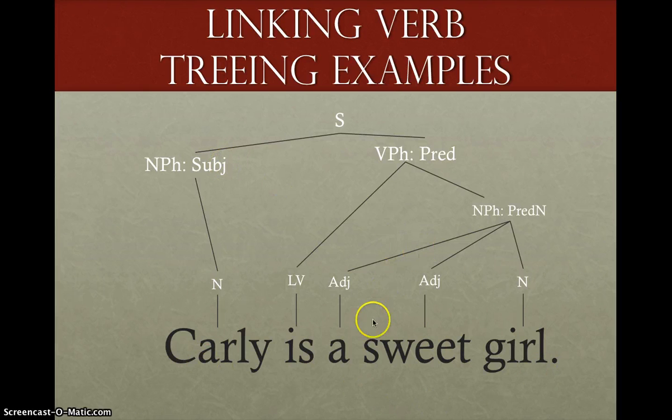Okay? A is one of those articles, so it's a little baby adjective. Sweet is an adjective, and then girl. So Carly equals girl. She equals specifically a sweet girl. Does that make sense? I hope so. Good job. Okay, so this is the first option: noun, linking verb, noun phrase predicate noun. Let's take the next one.